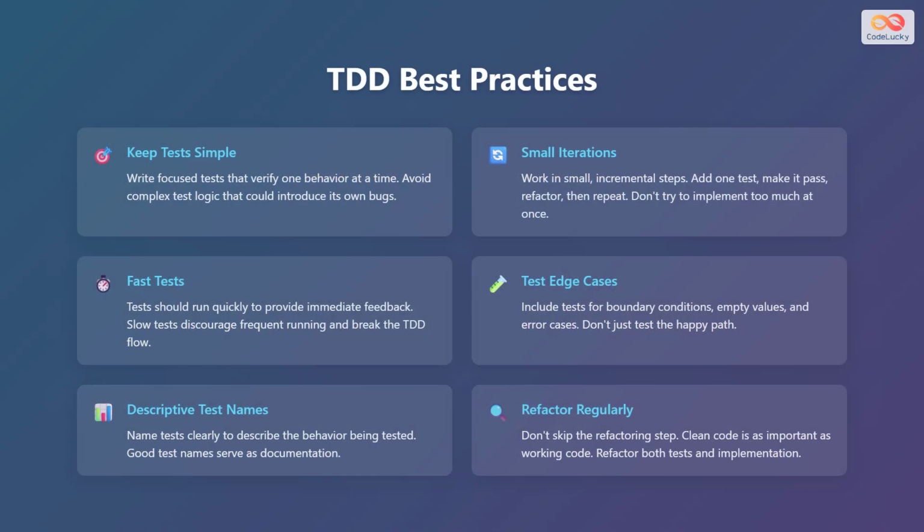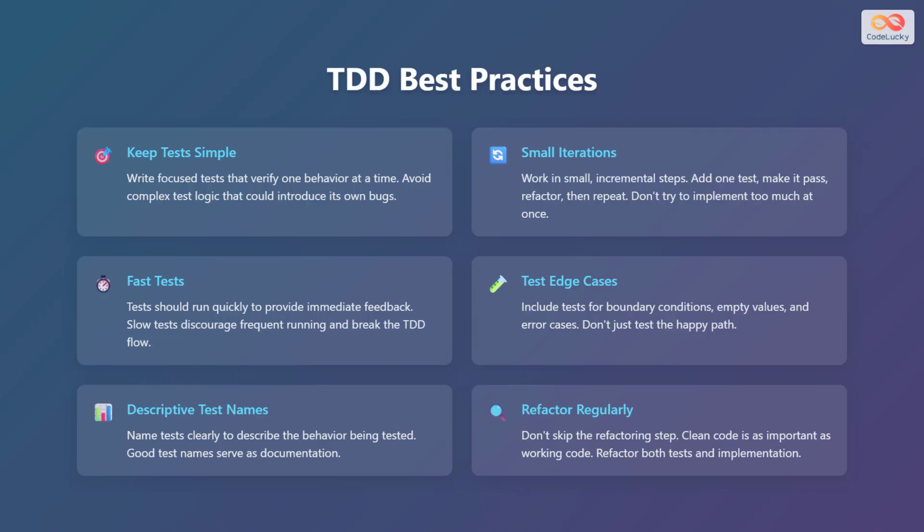Test-driven development best practices. Keep tests simple by writing focused tests that verify one behavior at a time and avoid complex test logic. Work in small incremental steps, adding one test, making it pass, refactoring, and then repeating. Don't try to implement too much at once. Tests should run quickly to provide immediate feedback. Slow tests discourage frequent running and break the TDD flow.